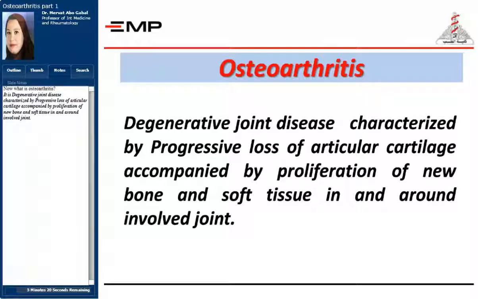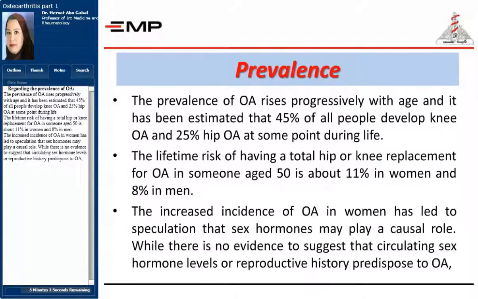Now, what is osteoarthritis? It's a degenerative disease of joint characterized by progressive loss of articular cartilage accompanied by proliferation of new bone and soft tissue in and around the involved joint.